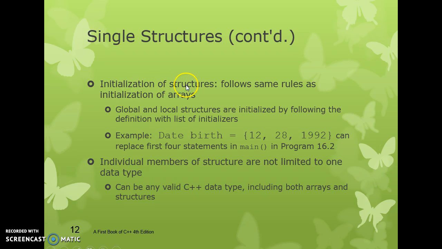Initialization of a structure follows the same rules as initialization of arrays. For example, you have date birth is equal to 12, 28, 1992. So this one can replace your first 4 statements in the main program, and all the members are separated with a comma.